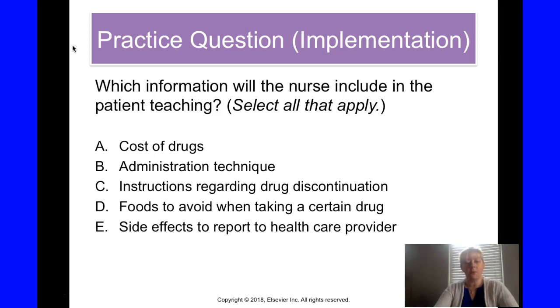E, side effects to report to the healthcare provider. You would look up the side effects, and you would say if you get diarrhea that won't go away, vomiting, a rash or hives, you really need to call the doctor and let him know. So it looks like B, C, D, and E, but I'm taking out A because we don't know how much the drugs cost. Every pharmacy is different, so it really doesn't go in the patient teaching. They need to go to their pharmacy or call and find out.